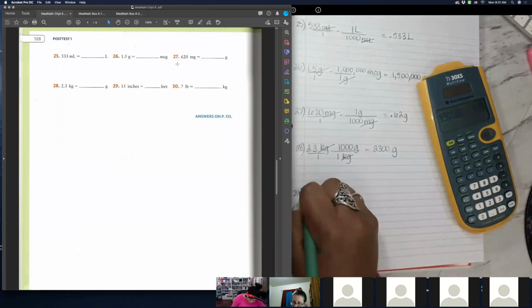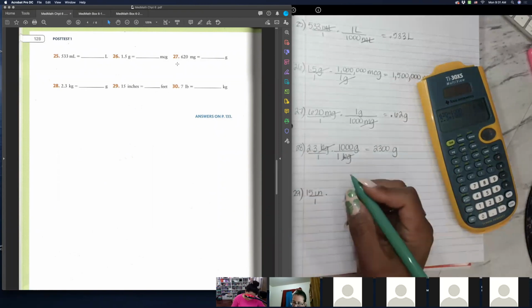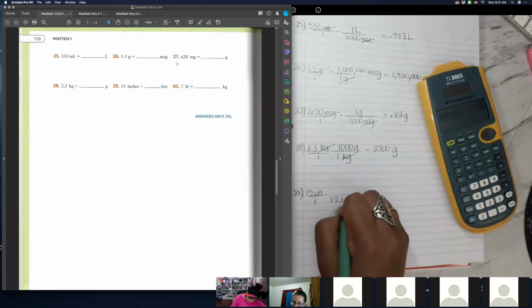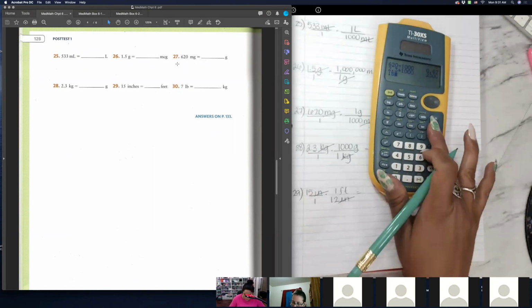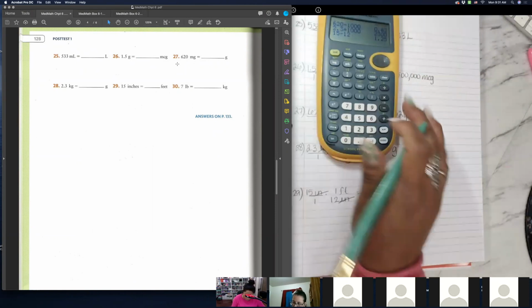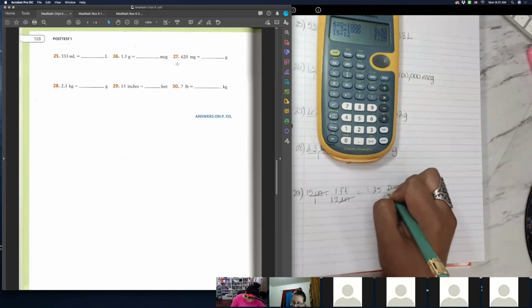All right, 29 is 15 inches. And we're going to convert to feet. So we know there's 12 inches in 1 foot. Our units cancel. And then I just take 15 divided by 12. And so that's going to be 1.25 feet.